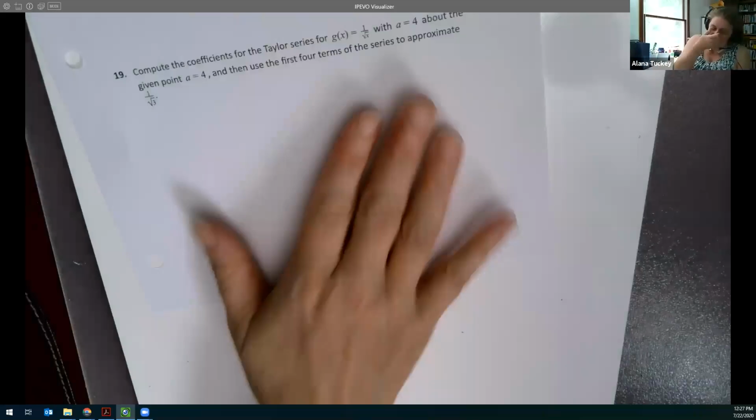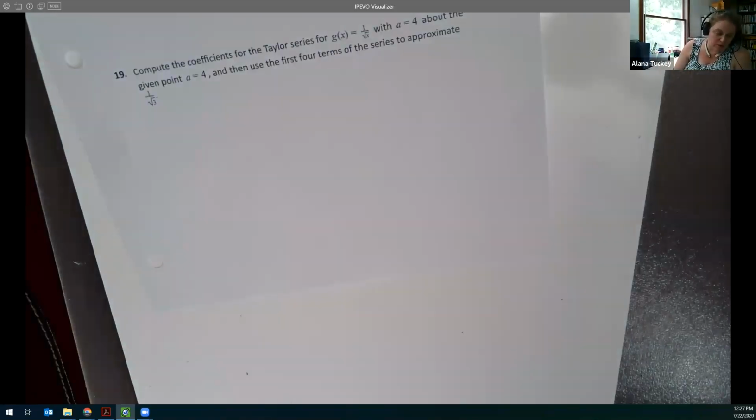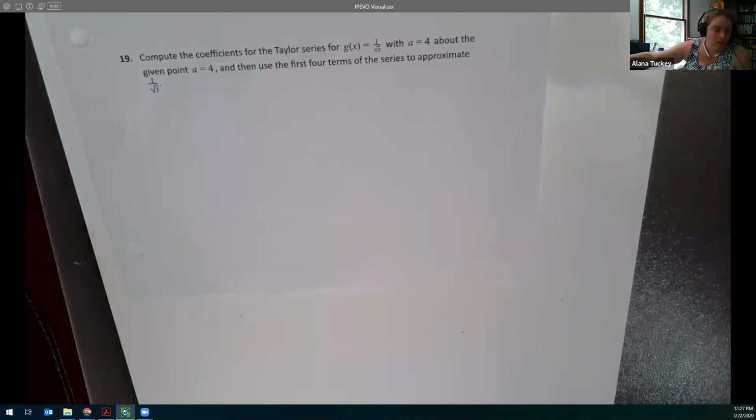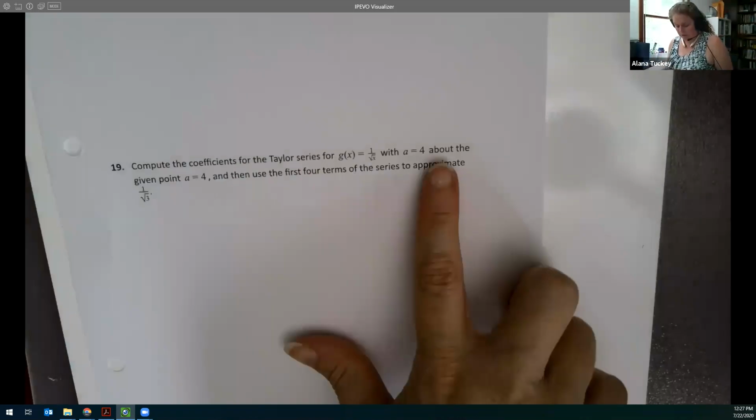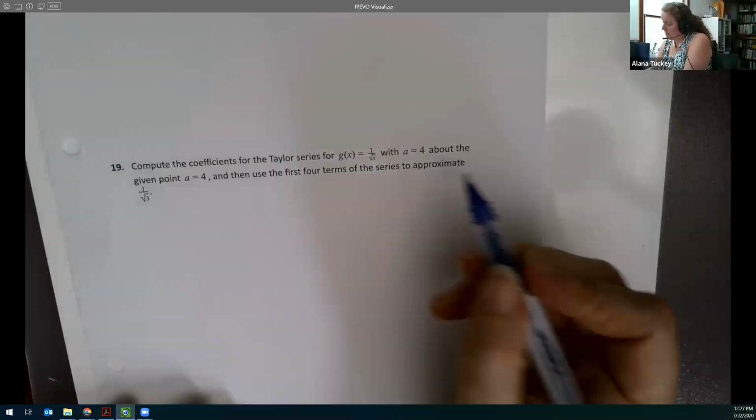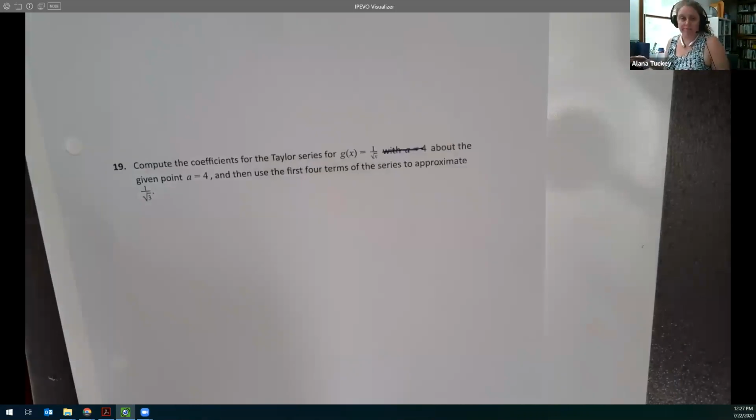So compute the coefficients of the Taylor series about a equals 4 for g of x equals 1 over the square root of x. I don't know why I said that both times, that doesn't make any sense. I think that's a typo. Use the first 4 terms of the series to approximate 1 over the square root of 3. Again, I think that's a typo. We've got typos today. I could just say about the given point a equals 4, and you don't need both of them.